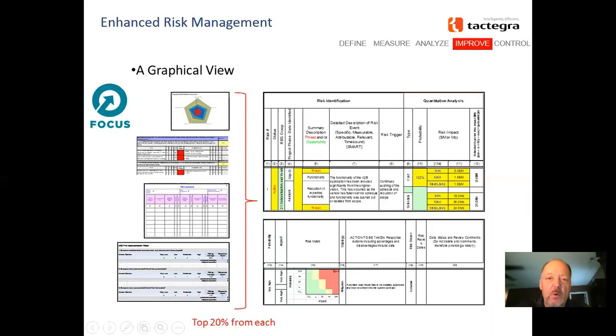And what we do is we identify the top 20% risk from each one, and we pull those into this kind of master risk tool that we have. And that helps us do two things. One, it helps us plan mitigations.